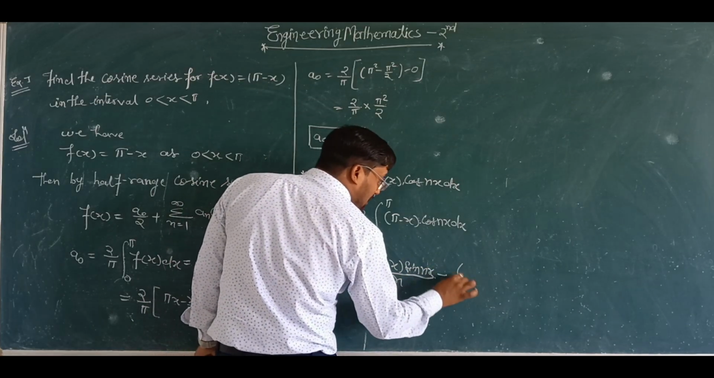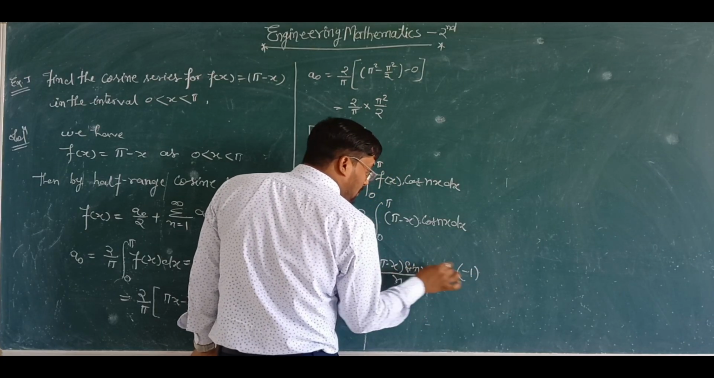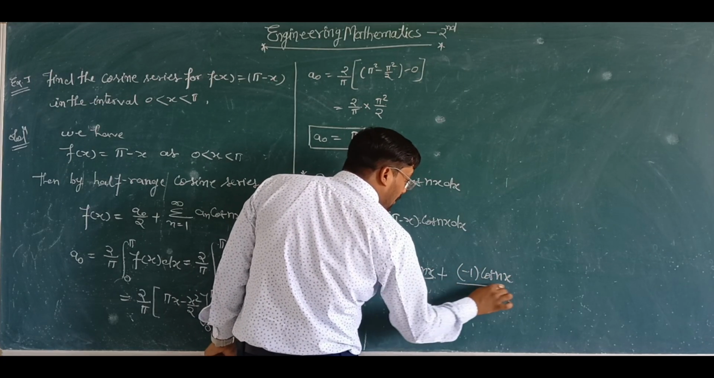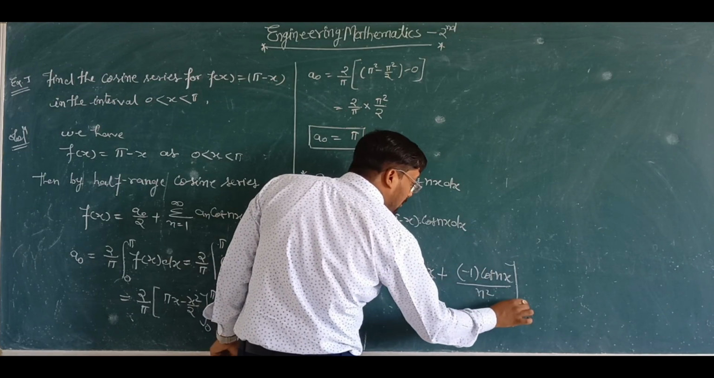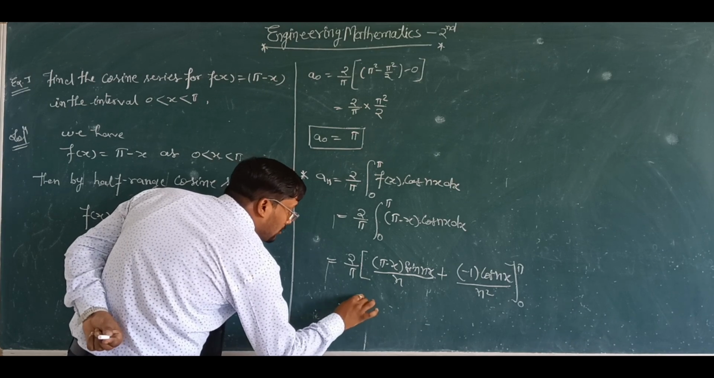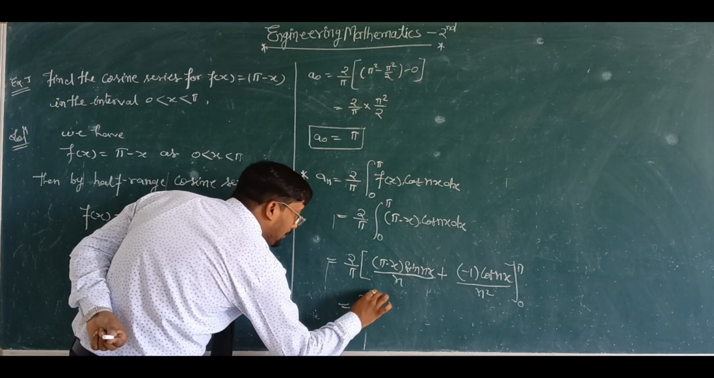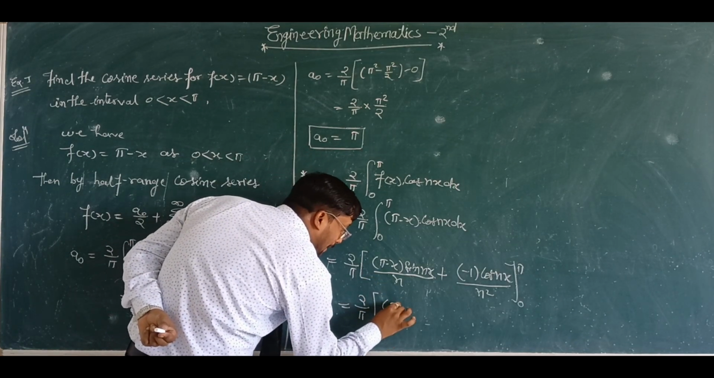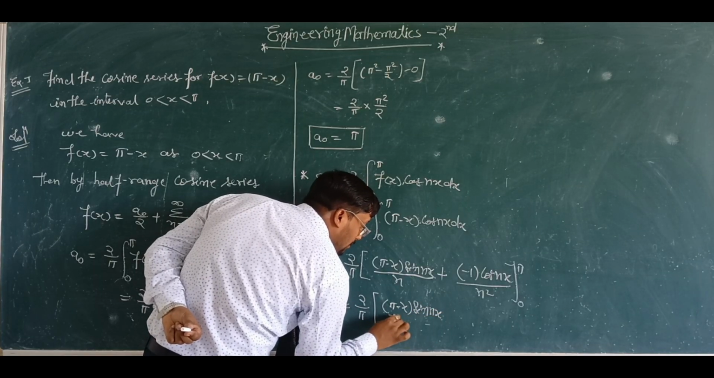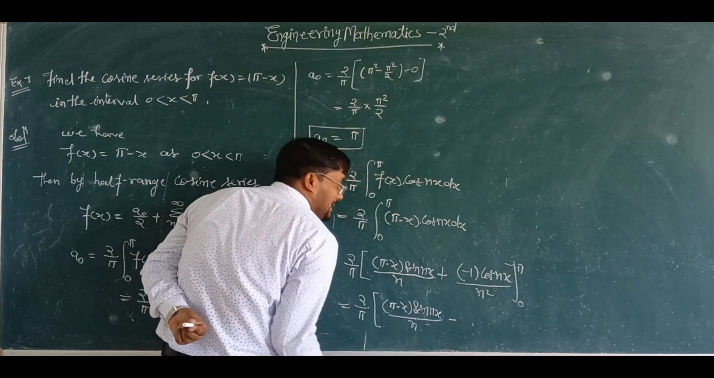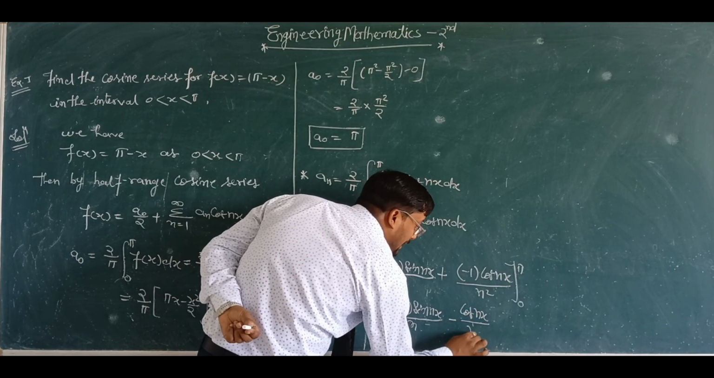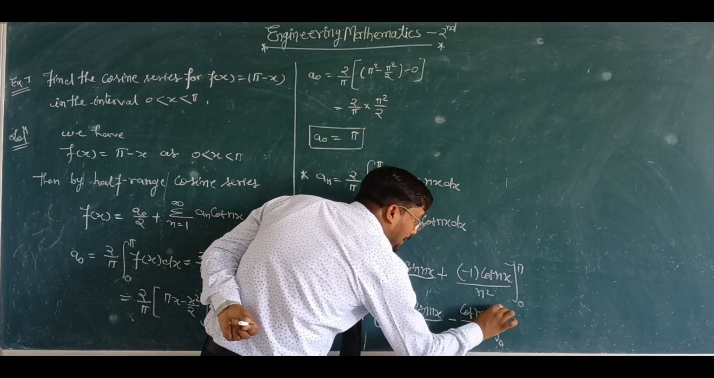Now the differentiation of this function is minus 1, and the integration of this function is minus minus plus cos nx upon n square. Now limit 0 to pi. Now you can write 2 upon pi bracket (pi minus x) sine nx upon n minus cos nx upon n square, limit 0 to pi.